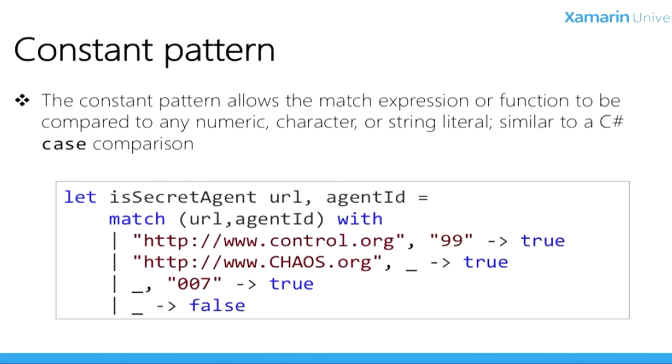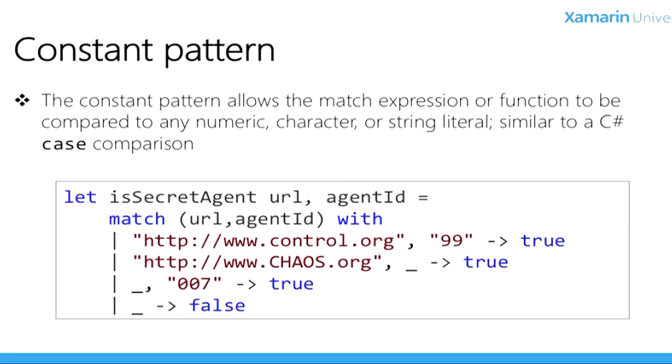You've already seen examples of the constant pattern match, and this is where we explicitly specify the value we expect. The constant comparison value itself can be any string, numeric, or literal value, similar to the C# case statement restrictions. And in this example, we're matching against 2 parameters, a website URL and an agent ID, turned into a tuple and returning a true-false result based on whether we think the input is a secret agent or not.